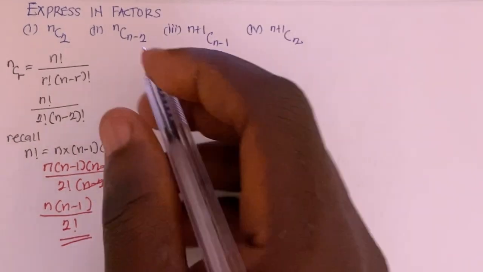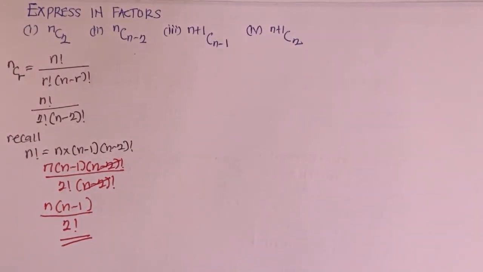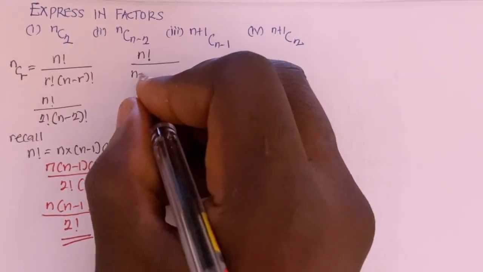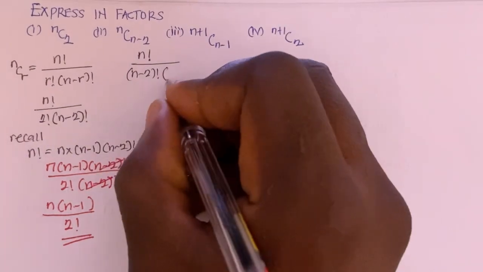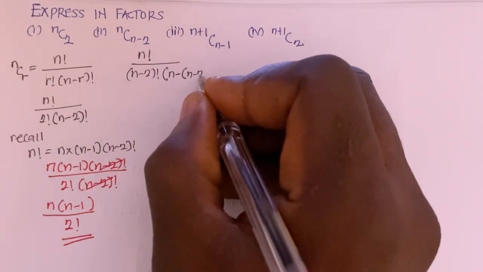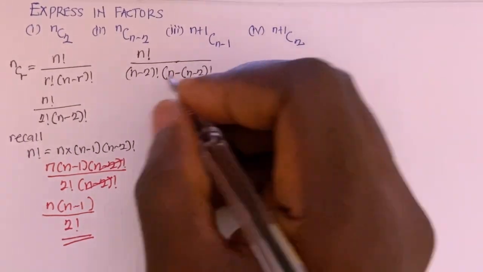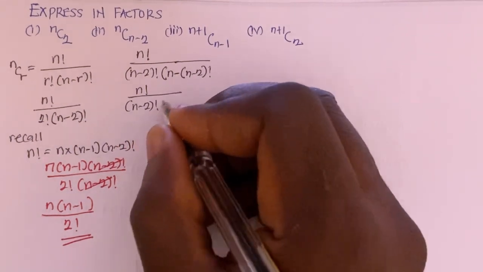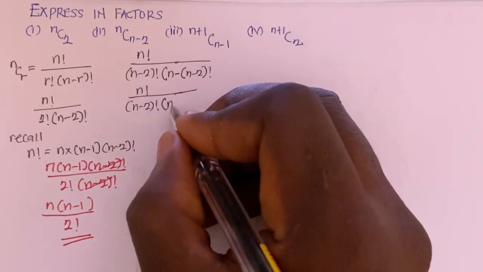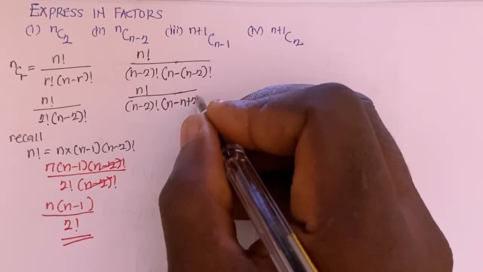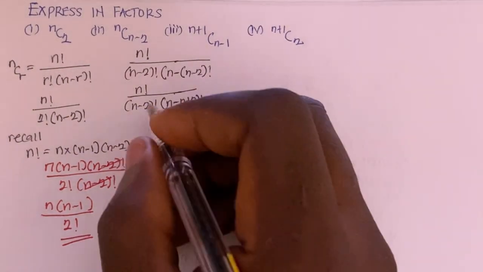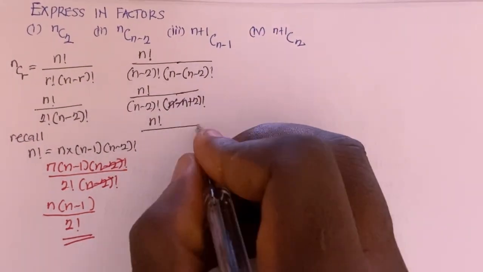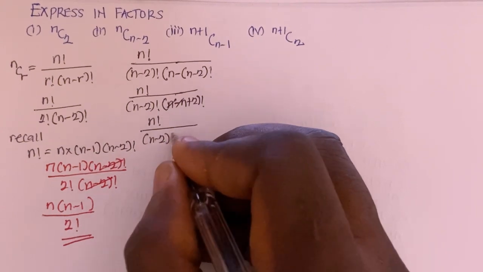Now let's move to the next one. It is n factorial divided by n minus 2 factorial into bracket n minus (n minus 2) factorial. So here I have n factorial divided by n minus 2 factorial into bracket n minus n plus 2 factorial. The n minus n cancels, so I have n factorial divided by n minus 2 factorial.